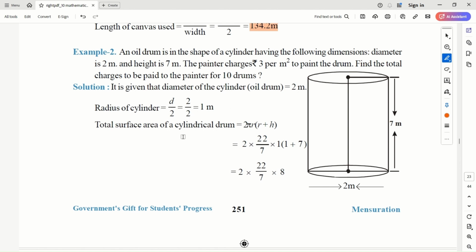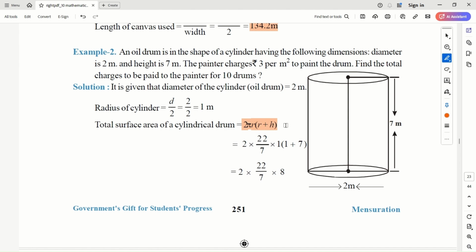Total surface area is what we require here because paint is for the complete drum. Correct? It is 2 pi r square plus 2 pi r h. That is pi r square on the top, pi r square on the bottom, 2 pi r square, plus 2 pi r h. If I expand this cylinder into a rectangle structure, I'll get the length as 2 pi r and height is h, so 2 pi r h. So from that we derive this equation basically, right?